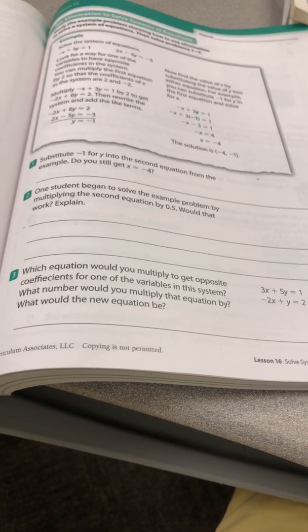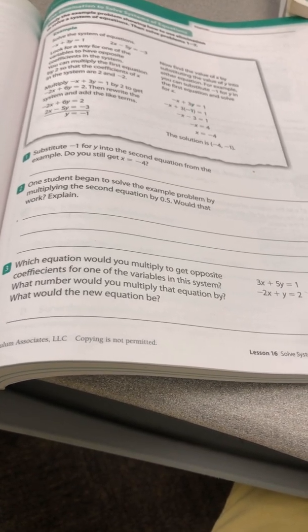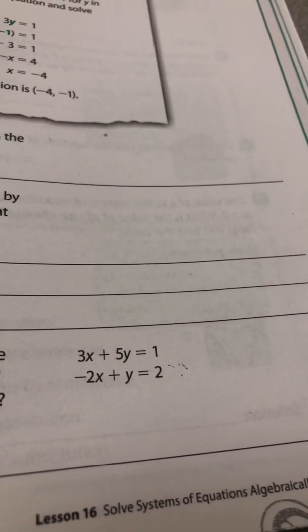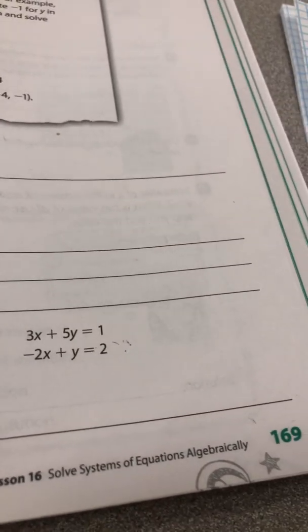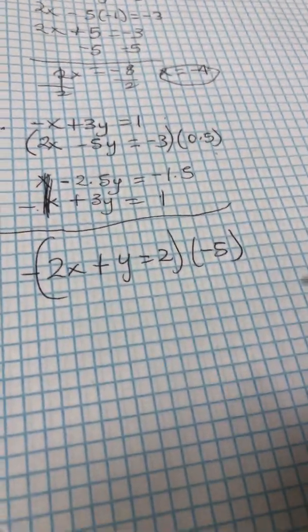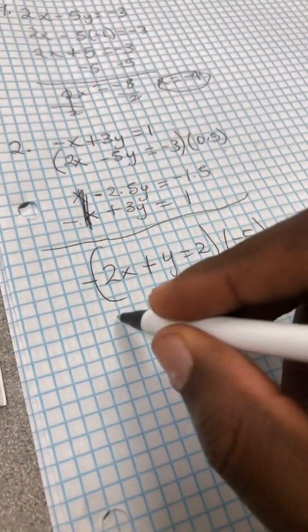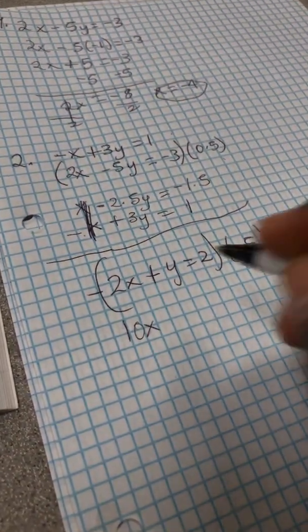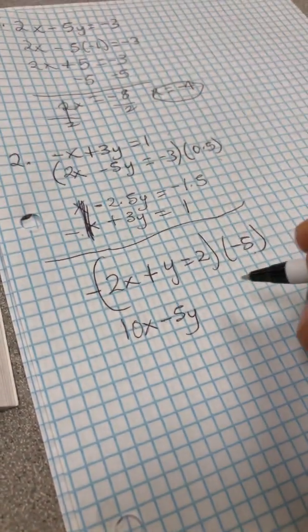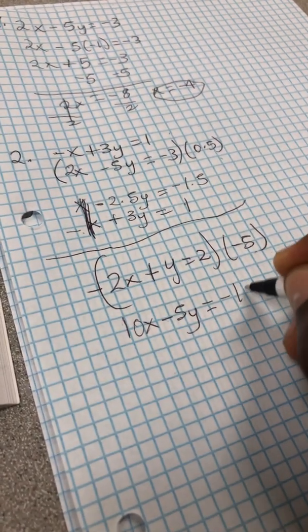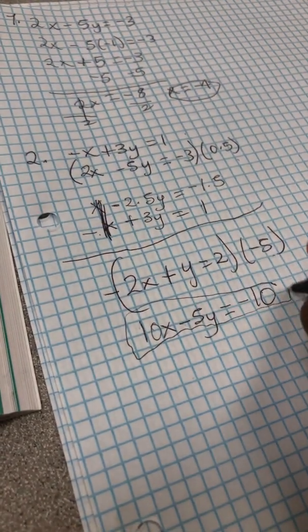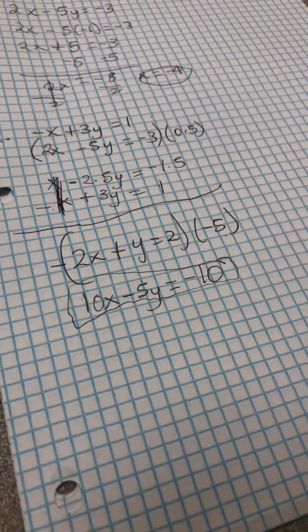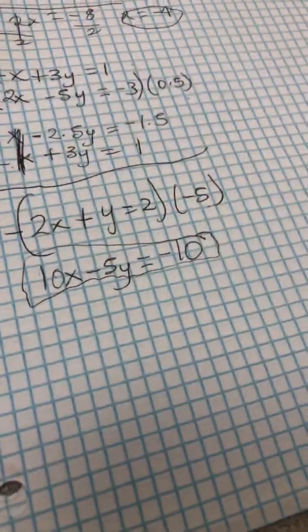The next question says, what number would you multiply by? And I said -5. And what would the new equation be? I'm multiplying the second equation by -5, so it'll be -2x plus y equals 2 multiplied by -5. So -5 times -2 will give me positive 10x. -5 times y will give me -5y. -5 times 2 will give me -10. So that's what the new equation would be. You can pause right there if you need to get that down. So 10x minus 5y equals -10.